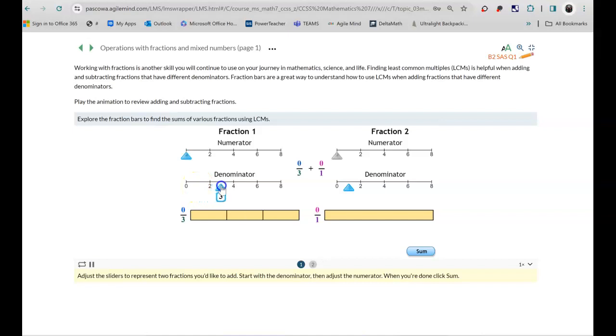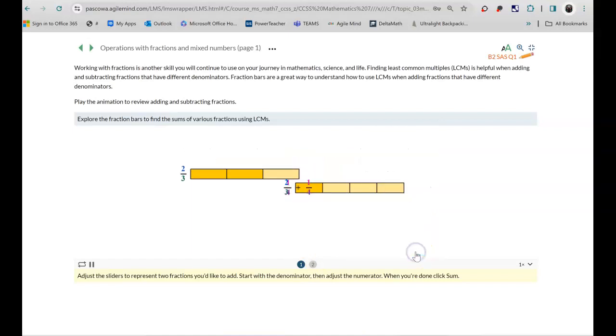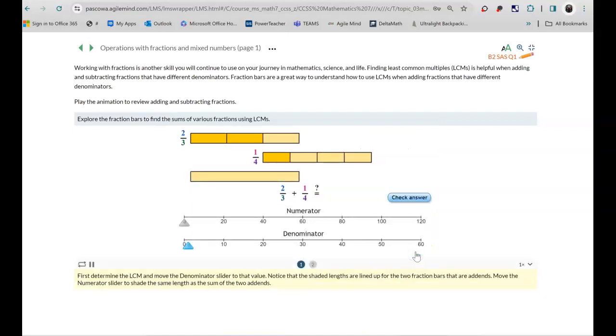I'm going to use 3 as my denominator, and then I'm going to pick my numerator. How about 2/3? Why not? 2/3 for that one. And then I'm going to pick another fraction, 4ths, and how about just 1/4? Okay, all right, so now we're looking at 2/3 plus 1/4, and now I'm going to hit the sum button, and it's going to help us add them.